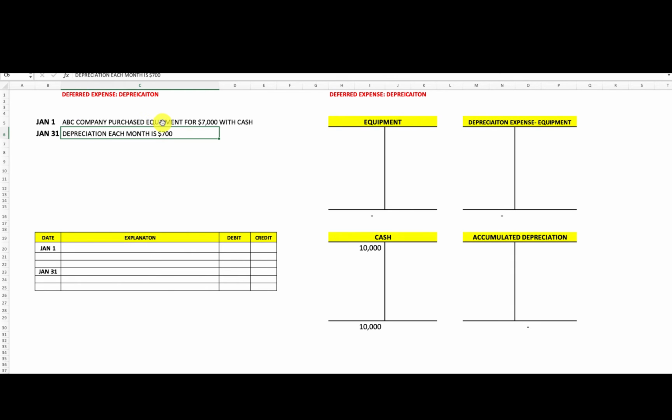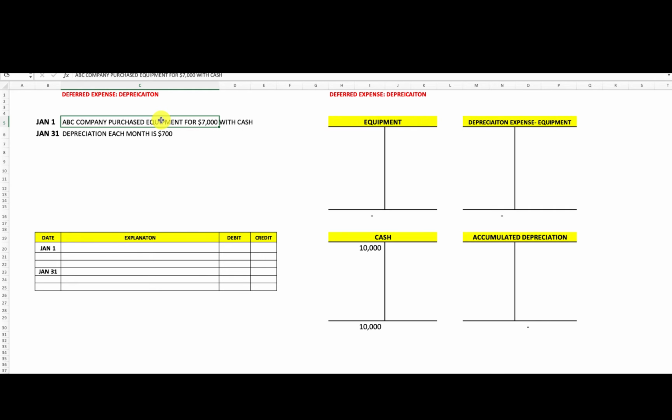Now, there's a lot of calculations that goes into how you come up with this $700. We're going to do that later in the course, but now what I'm just going to show you is how we go ahead and process those entries. Okay, so the purchase of equipment, and this is equipment, it could be buildings, is the same steps. So you've got buildings, you've got equipment, you could have technology or computers, you can have furniture and fixtures. So pretty much all of that would follow depreciation.